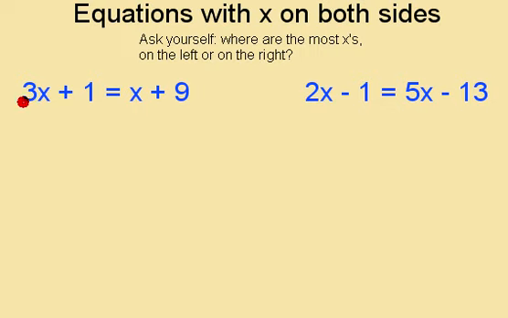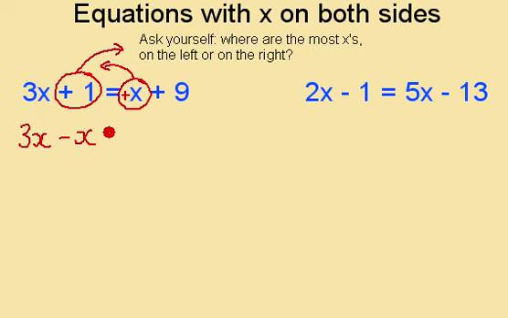This means that the other x's need to float and ping to the left, and the numbers need to float and ping to the right, like this. That's a plus x, and it needs to float and ping to the left. And that's a plus 1, and it needs to float and ping to the right. I've now still got the 3x here, but the plus 1 has gone, and I've now got the plus x, which has float and pinged, so it's minus x. I've still got the equal sign, and I've still got the plus 9, but I've now got the plus 1, which is float and pinged, so it's minus 1.